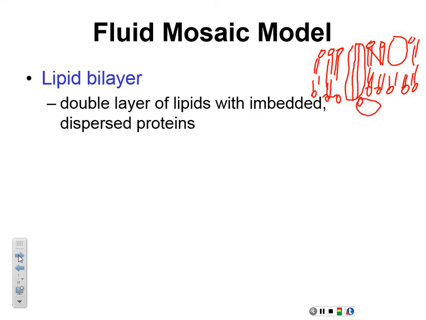Okay, so when we get to it, we'll talk specifically about the carrier proteins and the channel proteins, because you kind of had problems with that as well, because there's a slight difference between the two. So it's a double lipid bilayer.